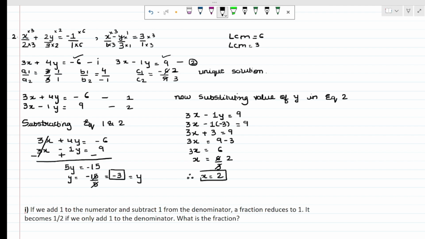Keep your answer in the box. And you can write it over here. X comma y equals 2 comma minus 3. This is your final answer.